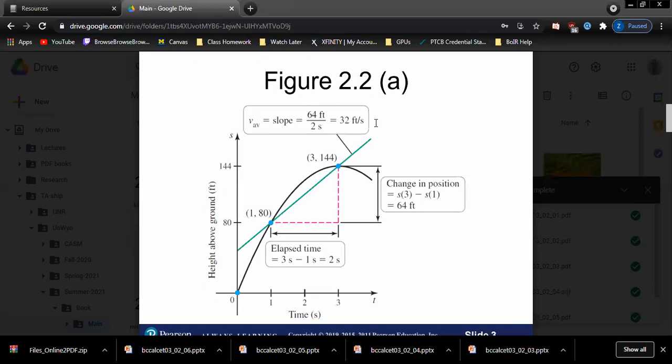Oh yeah. So I said, if you spend 10 seconds, how far will you go if you have a slope of 32 feet per second? 320 feet, right? Exactly. Yeah, as I said.